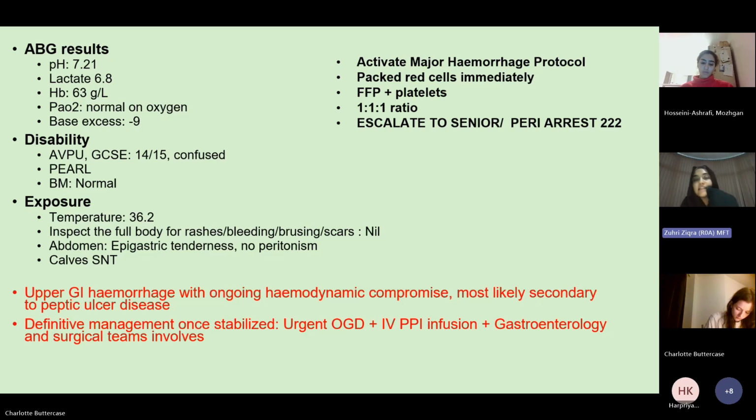If you'd said escalate, we need a blood transfusion immediately, fine. But just because of how low the Hb is and lactate is very raised, just go for an activation of the major hemorrhage protocol. Once they're stabilized, the definitive management that you're going to need is an OGD. You're going to need IV PPI infusion. You need gastroenterology to be involved. You need surgical teams to be involved if they're actively bleeding from somewhere. Is that okay? That was a quick run through.